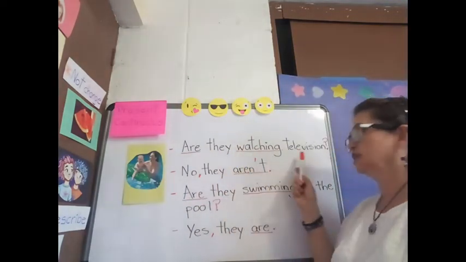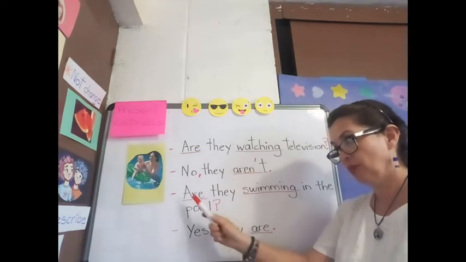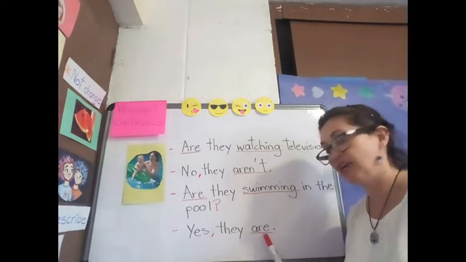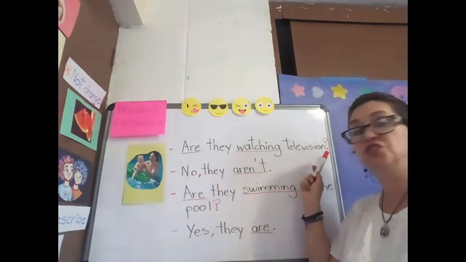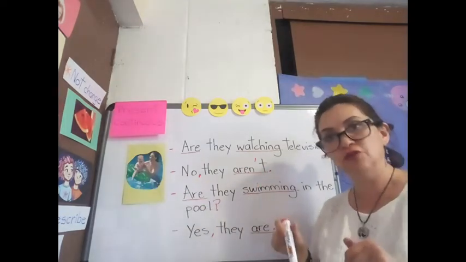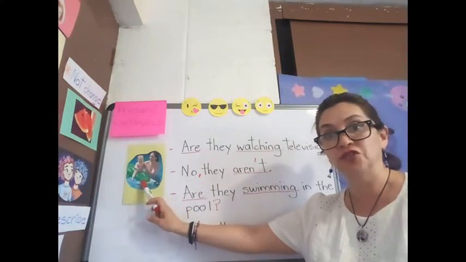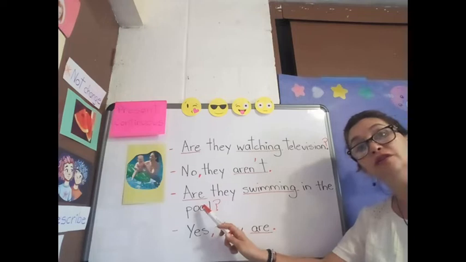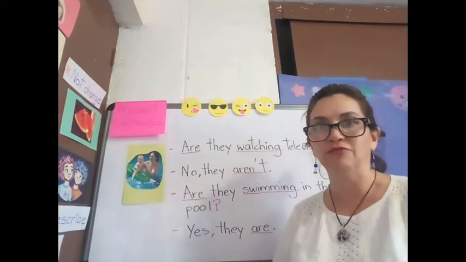Are they watching television? No, they aren't. Are they swimming in the pool? Yes, they are. Now let's read one more time. Are they watching television? No, they aren't. In present continuous, it means that at the moment of speaking, they are not watching television. What are they doing? Are they swimming in the pool? Yes, they are. They are swimming in the pool right now.